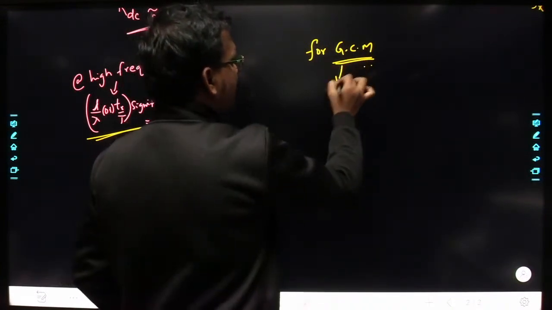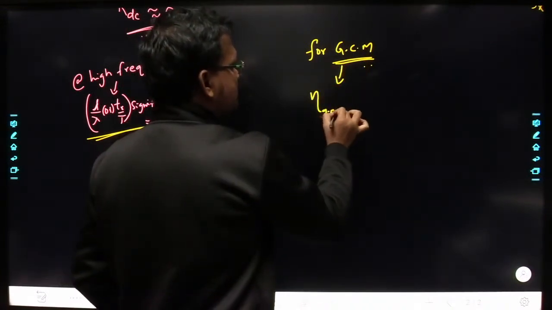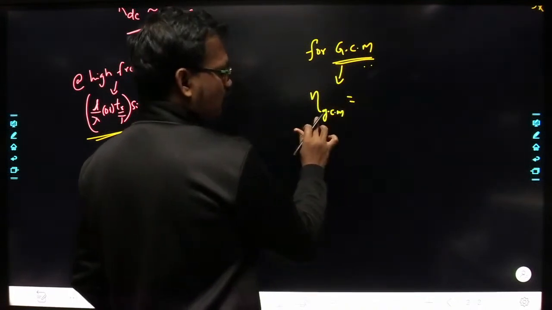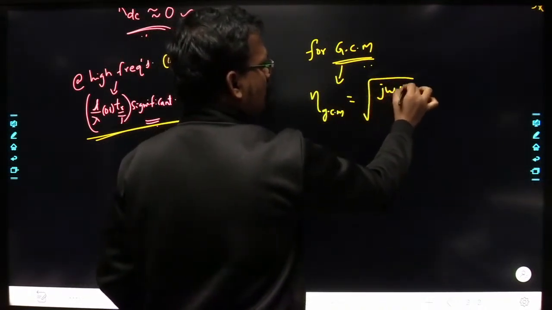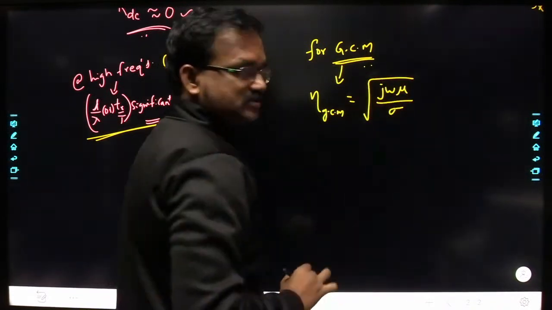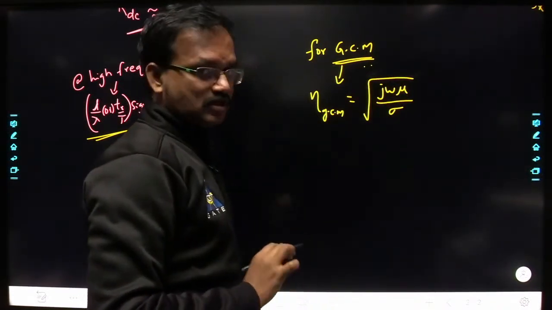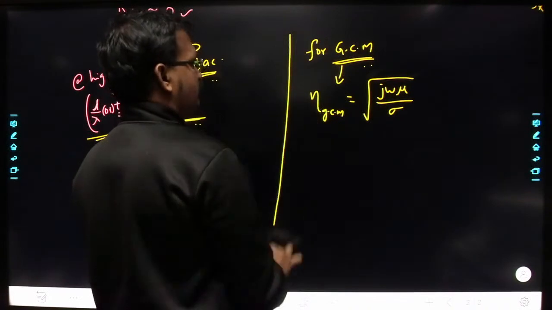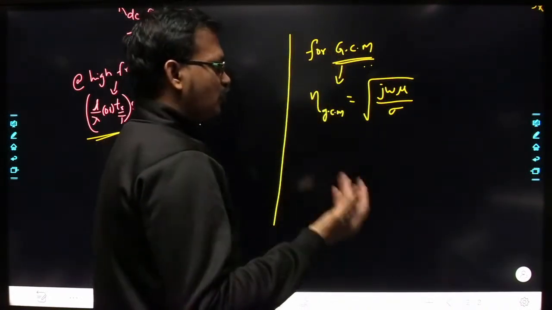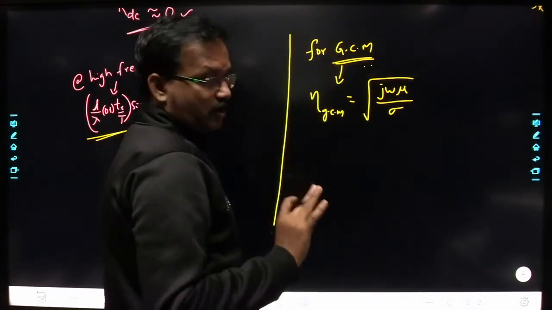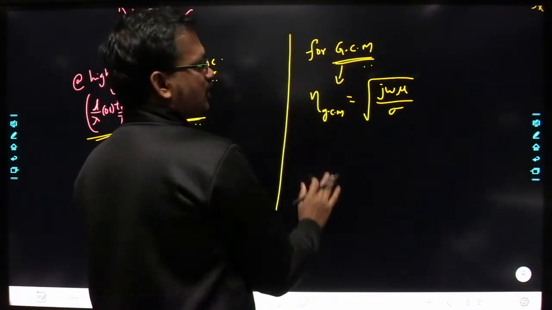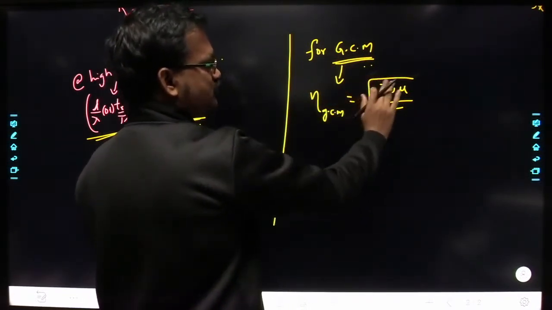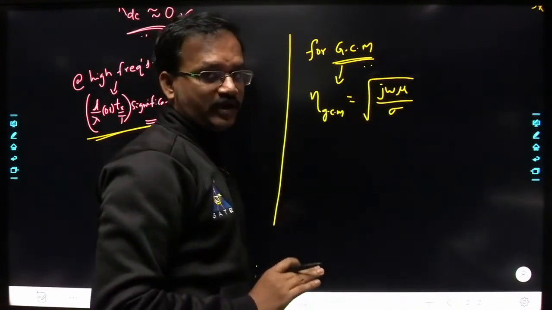that the intrinsic impedance for a good conducting medium is equal to the square root of j omega mu by sigma. I hope you know this relation for a good conducting medium. If you don't know, please take it as granted. So the intrinsic impedance offered by a good conducting medium is equal to the square root of j omega mu by sigma.